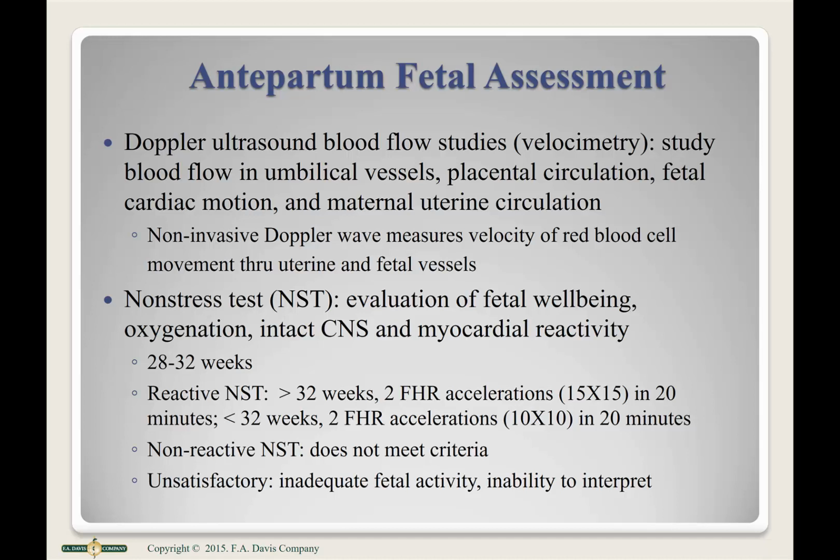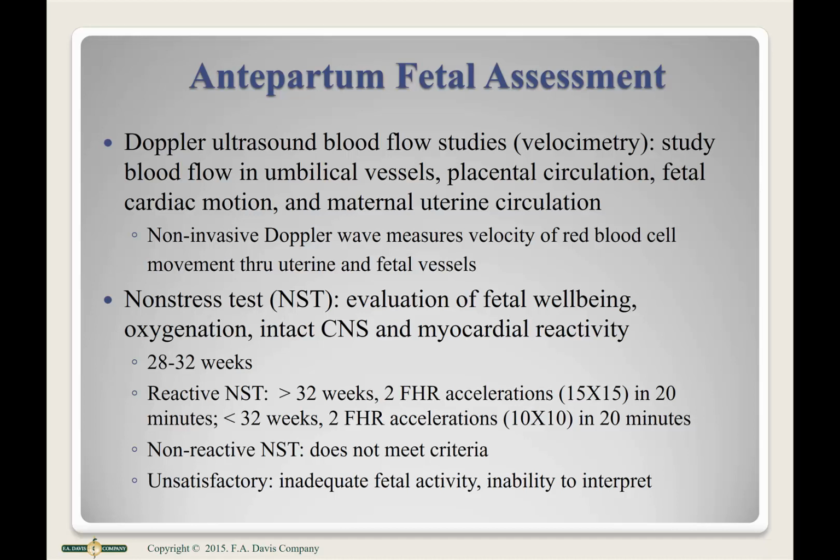Okay? Now, we can say that the baby has a reactive NST or a non-reactive NST. Okay? A reactive NST is a positive fetal well-being assessment. A non-reactive NST is a negative fetal well-being assessment. Okay? Reactive, if you break these words down, reactive means positive. Non means no stress test. So positively, no stress. That's what we're saying.